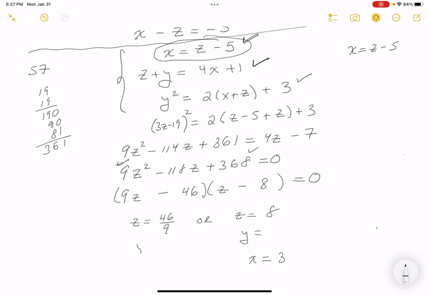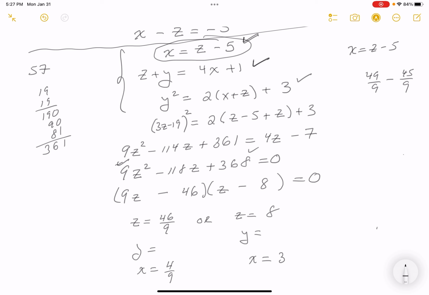And I want to do it over here too, Y. I don't know what Y is yet, but I can do the X, pretty simple. And what's X? It's Z minus 5. So it's going to be 46 ninths minus 5. In terms of ninths, that's 45 ninths. And what's that going to give you? That would give you 4 ninths, right? 4 ninths.